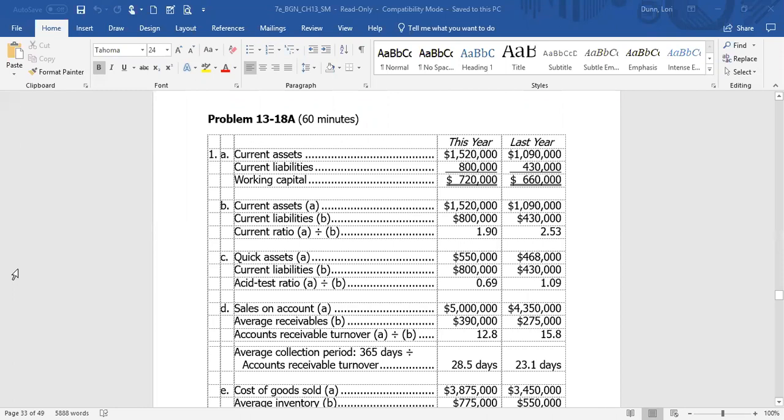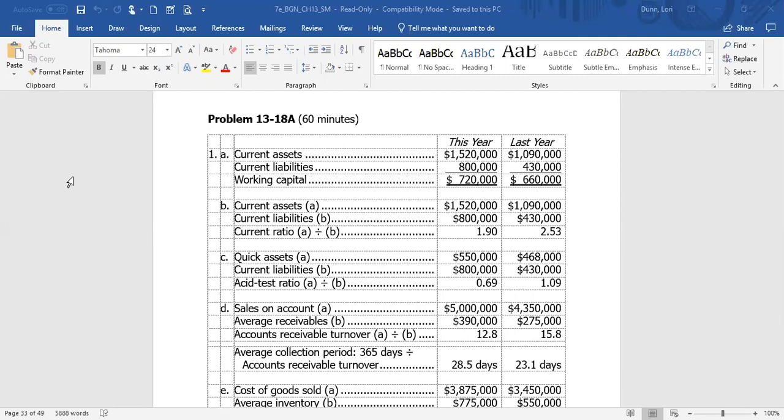The next ratio is the average collection period. Now, the average collection period is found by really a two-step process. We first determine what we call accounts receivable turnover. And we do that by taking our credit sales, which they tell us in the problem are all on account, and that's off your income statement, and divide that by your average accounts receivables for the year.